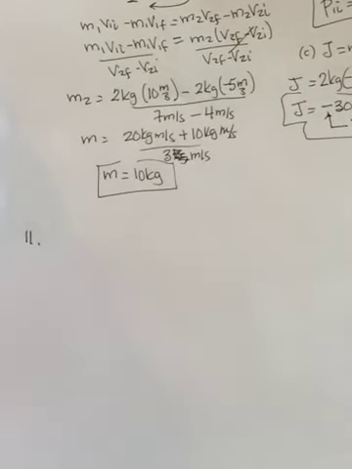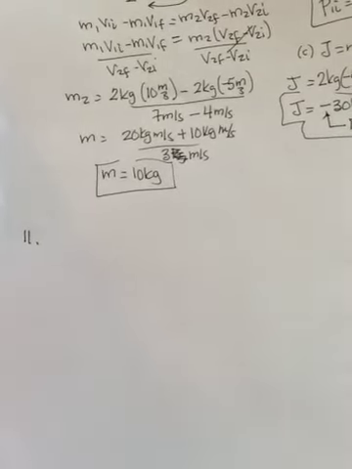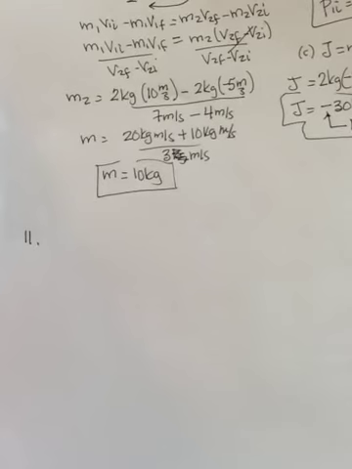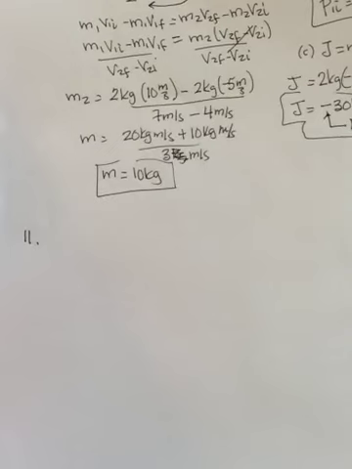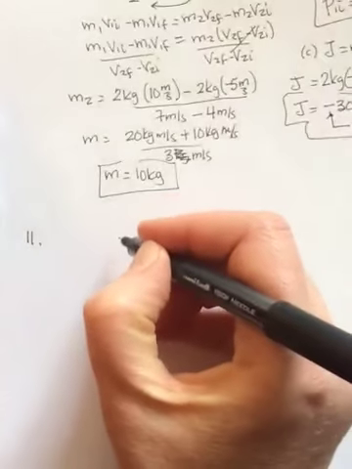Okay, number 11. A space explorer finds himself some distance from the space vehicle, with no motion between himself and the vehicle. He throws a hammer of mass 2 kilograms away from himself in the direction opposite to that of the space vehicle at a speed of 15 meters per second. His mass is 100 kilograms. What is his resulting velocity?